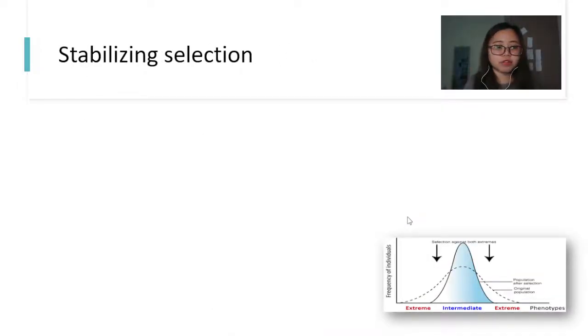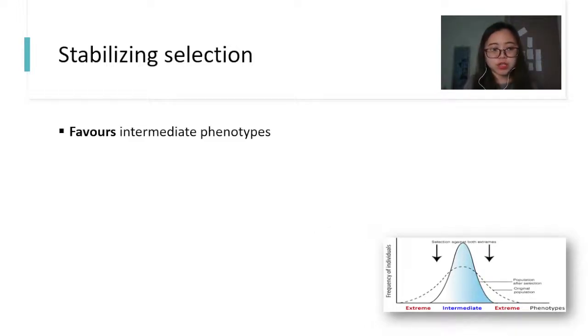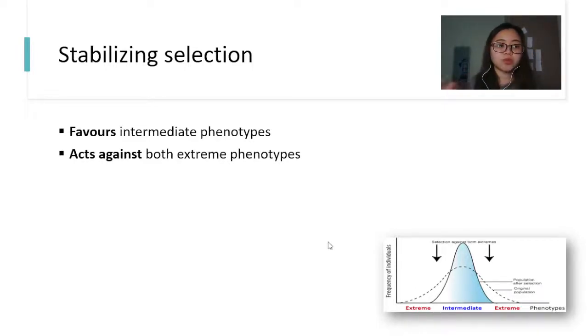We'll have a look at the first one. The first is stabilizing selection. This is a selection that favors intermediate phenotypes. So, phenotype yang tengah-tengah itu, yang heterozygous, yang biasa banyak chance untuk hidup kalau dalam stabilizing selection. It will act against both extreme phenotypes.